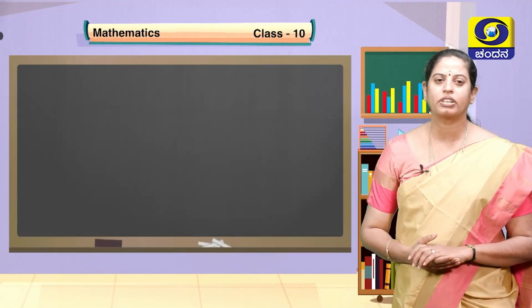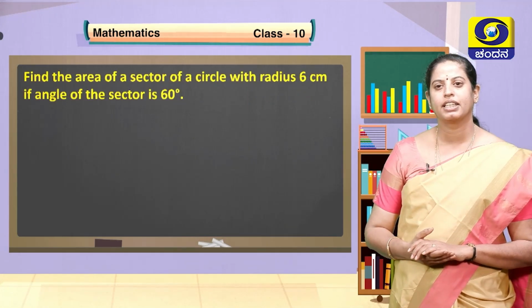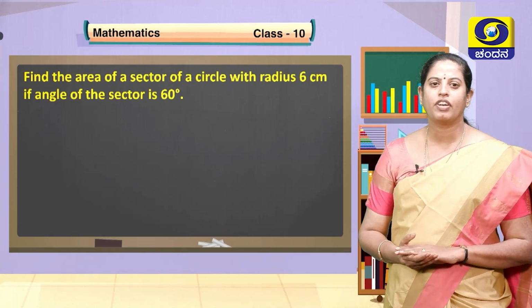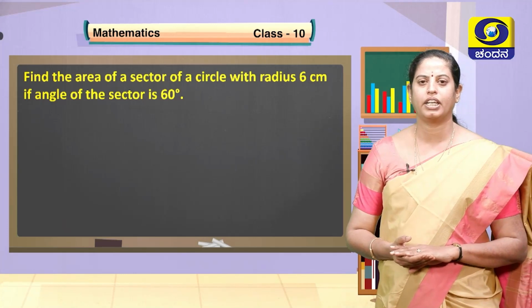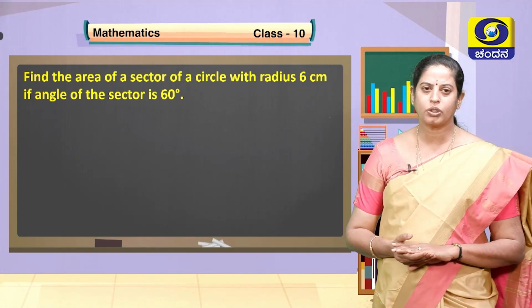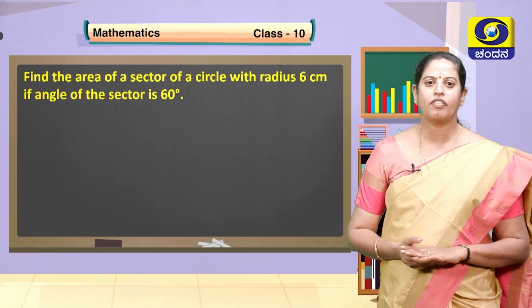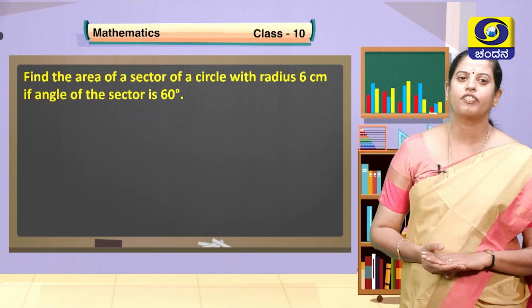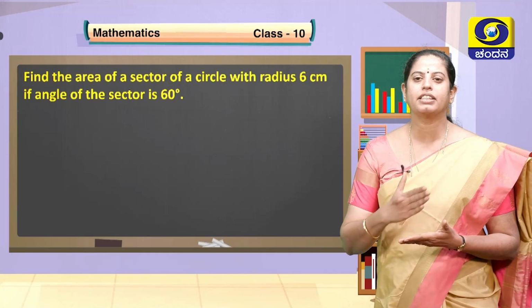So, let us move on to the next problem, children. It is also there in your exercise. Find the area of a sector. All of you keep your textbook with you, and along with me you read the question. You can see this question in your textbook. Find the area of a sector of a circle with radius 6 centimeter if the angle of the sector is 60 degree. Here radius is given and theta is given.